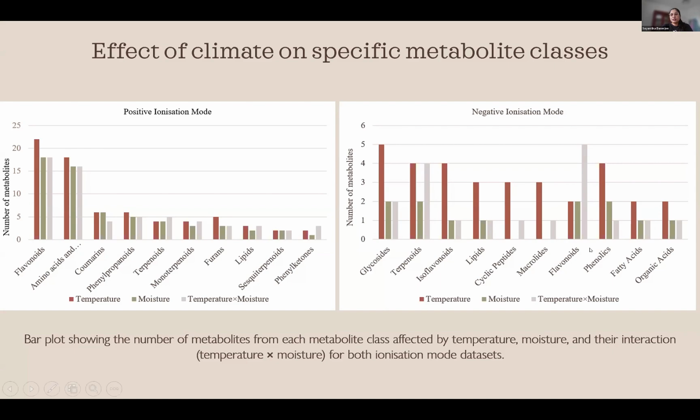Here we also see that the effect of interaction of temperature and moisture on the metabolites present in the flavonoid classes were also significantly affected. All these metabolites that I have listed here, the metabolite classes mainly, they play some role in defense and stress, indicating that yes, temperature and moisture changes are affecting the defense-related and stress-related metabolites.